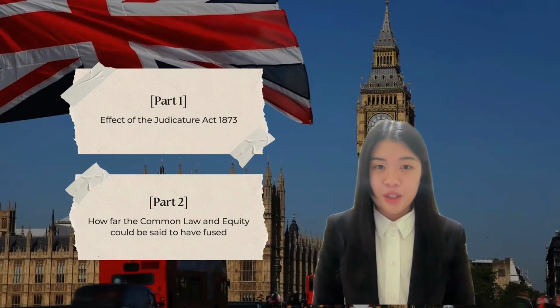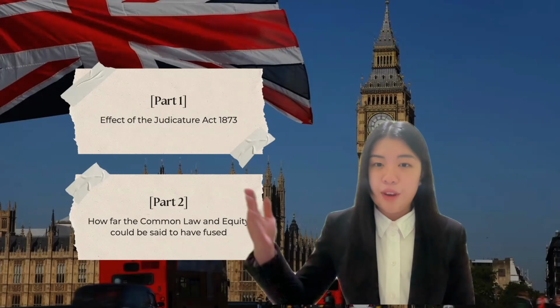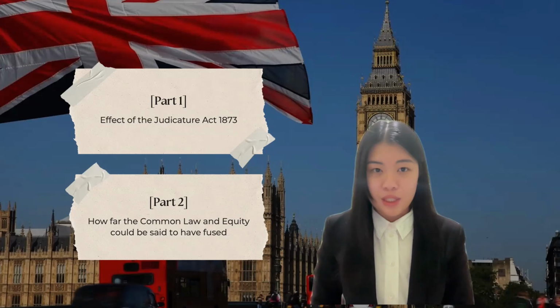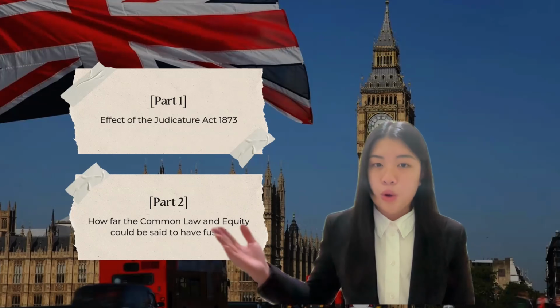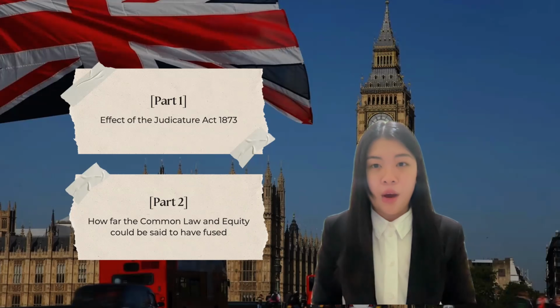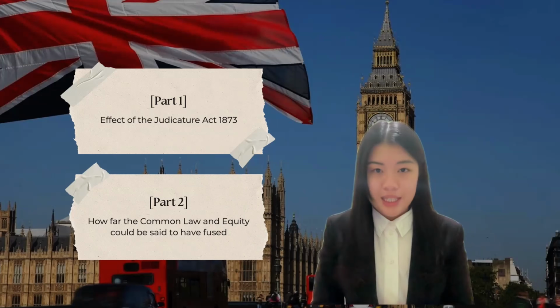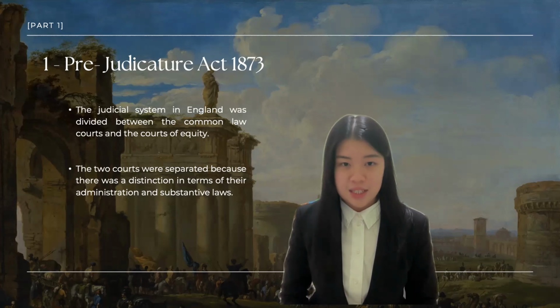The focus of this question is twofold. The first part requires a discussion on the effect of the Judicature Act 1873. On the second part, the question calls for critical assessment on how far common law and equity could be said to have fused. Let's dive into the first part of the discussion.